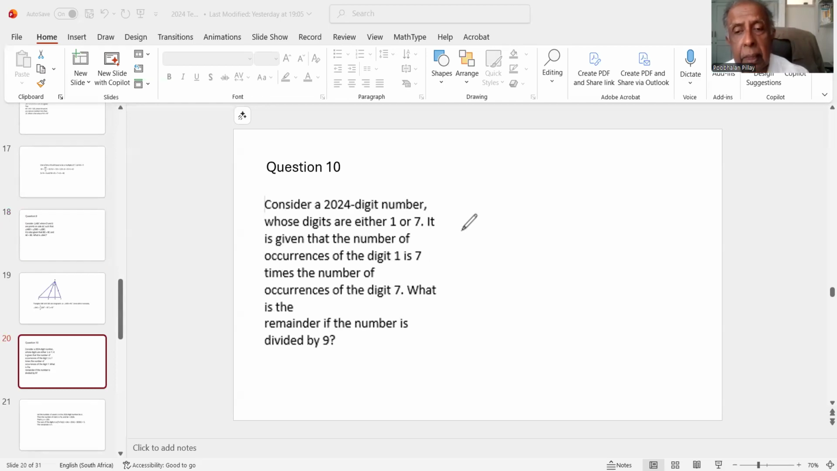Question 10 says you've got a number which has 2024 digits. Oh, it's a very, very long number. The number of digits is 2024, that is the year in which this paper was written, whose digits are either 1 or 7. All right, so you've got a number which has only 1 and 7 in it. Okay, like 117, 1777711, something like that. But you've got 2024 digits.